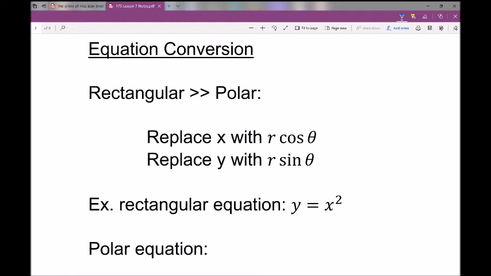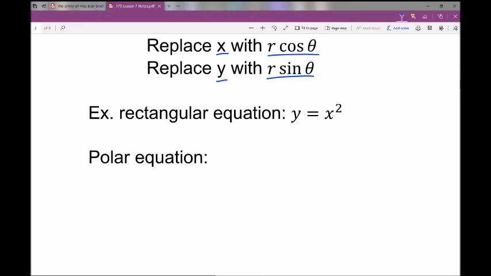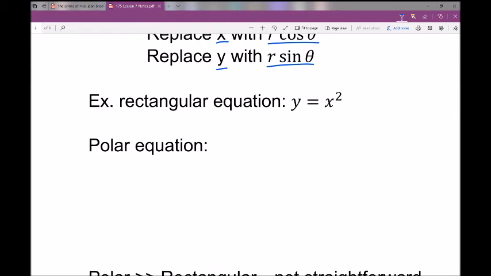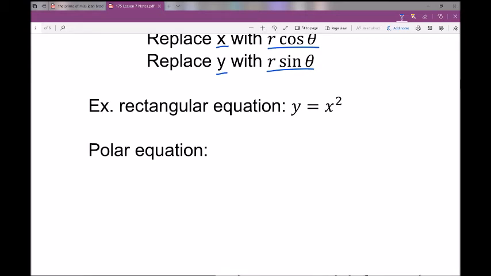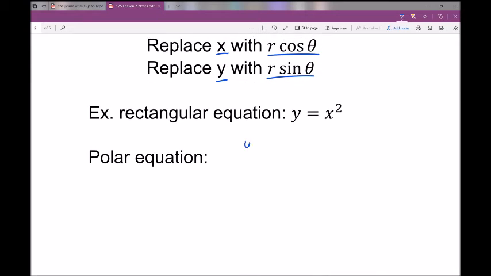So it's the same equations we used before. x is going to be r cosine theta, y is going to be r sine theta. This is whenever we're starting in a rectangular equation and going to a polar equation. Let's do an example with the rectangular equation y equals x squared. I would start with your equation, y equals x squared, and we want to plug in r sine theta wherever we see a y, and r cosine theta wherever we see an x. So we end up with the following.